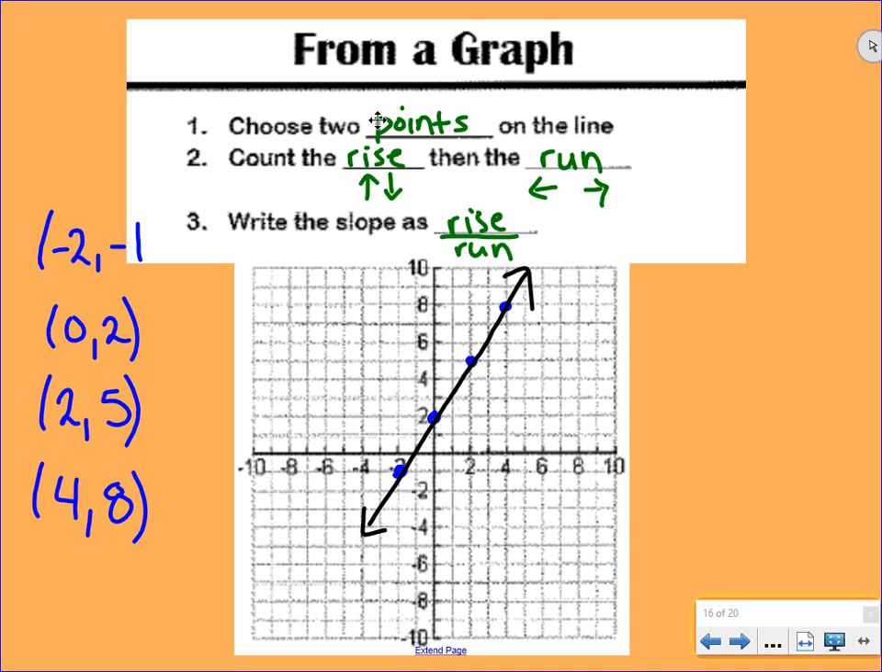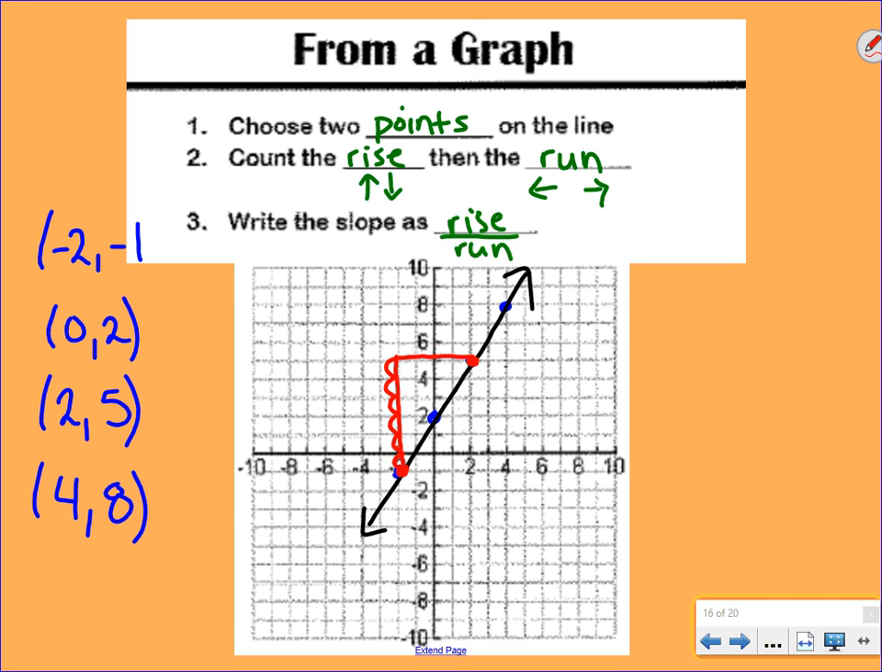Now we need to choose 2 of our points. It doesn't matter which 2, but we want to choose 2 of these points. So I'm going to choose this point and this point. And then we want to count the rise, how much we go up, and the run. So we're going to make what's called a slope triangle. We're going to go all the way up from this bottom point to where we meet the top point, and then go over. Now we want to count how much we went up. 1, 2, 3, 4, 5, 6. We went up 6 times.